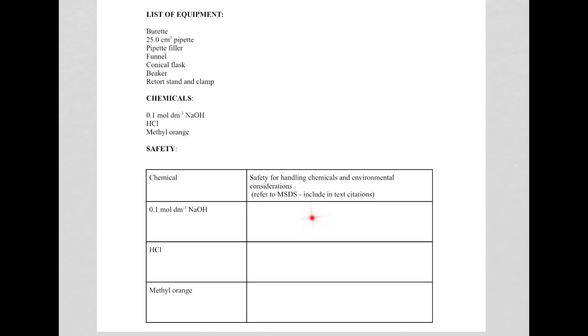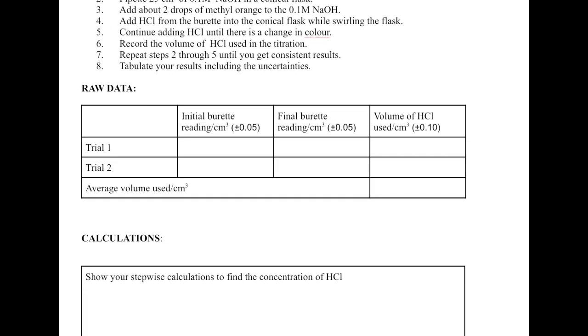And when you're writing your safety, you need to include in-text citations, and all of these will be mentioned in your bibliography. So this is my method, and this is my raw data where I'm going to record. This is a table where I will record my raw data. And you can see this is the uncertainty of the initial burette reading, uncertainty of the final burette reading. And this is the uncertainty of the difference between these two.